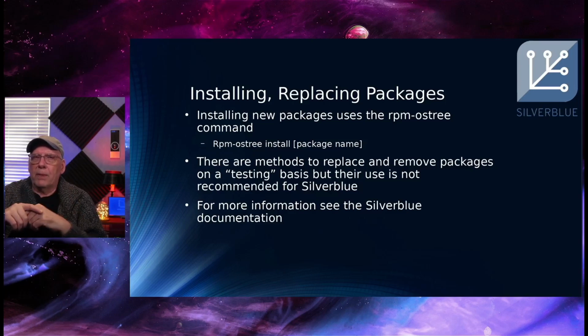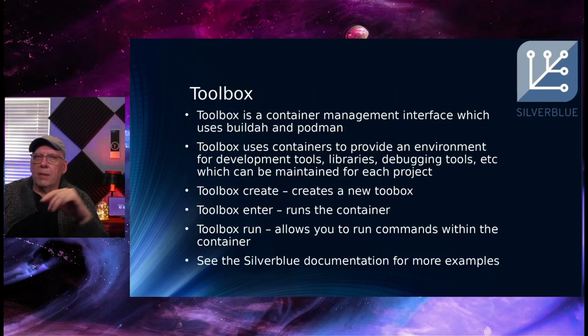If you want more information about that, the Silverblue documentation on the Fedora documentation website, and I'll put a link in the description of this video to help you find that. That'll explain more about it. There's a lot of documentation on rpm-ostree, so if you're interested in some of the technical details, you can go there and find out more.